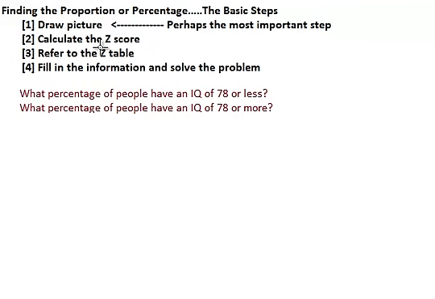Step number two, calculate the z-score. Remember that the z-score tells us the number of standard deviations a value is away from the mean. If the z-score is positive, the value is above the mean. If the z-score is negative, the value is below the mean.